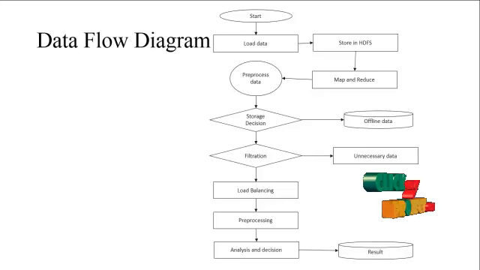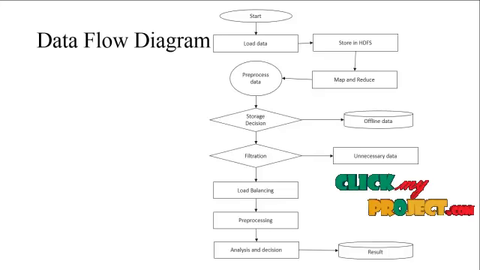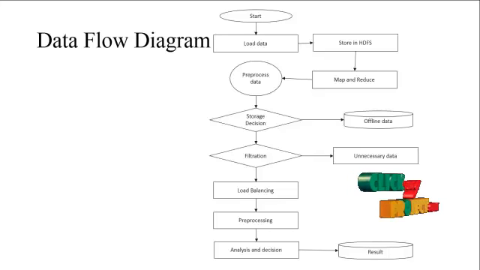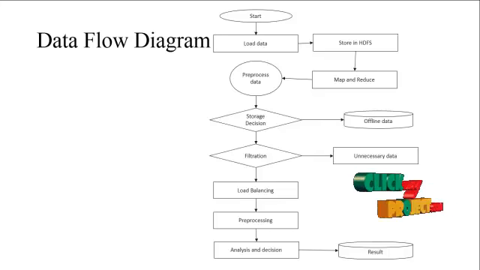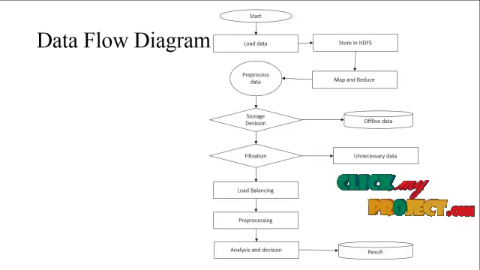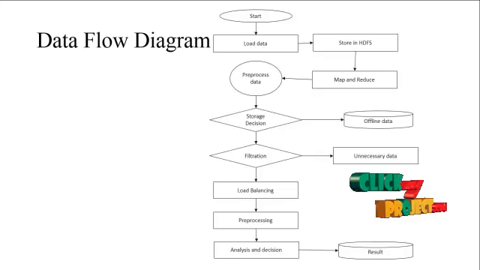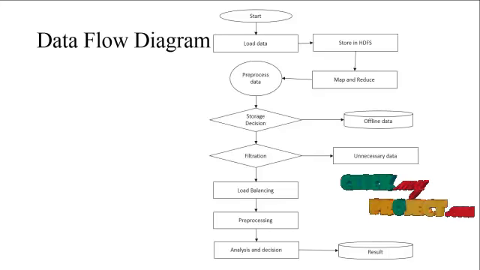After that, we have to pre-process the data. If the data records have any null values or any irrelevant symbols or anything else, we have to remove the complete information from the database. After pre-processing is completed, we have to make a storage decision, whether it is offline data or online data. If it is online data, then we have to move it to offline data.